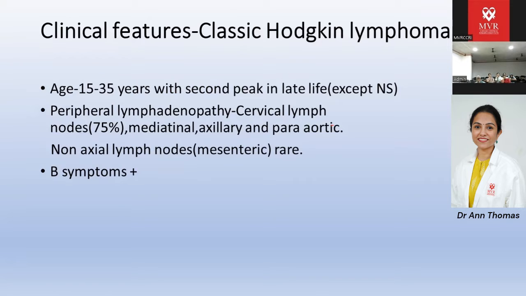And the patient presents with a lymphadenopathy. It can be either an isolated lymph node, like a cervical lymph node or an axillary lymph node, or a generalized lymphadenopathy involving the mediastinal, axillary, para-aortic nodes. Non-axial node involvement is quite rare. Usually, in classic Hodgkin lymphoma, patients present with these symptoms: fever, loss of weight, night sweats.